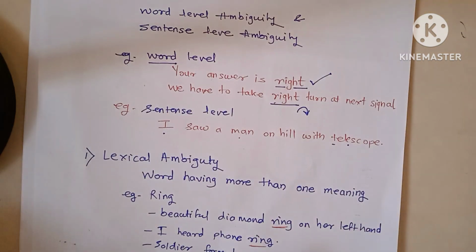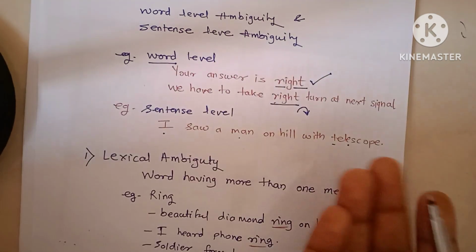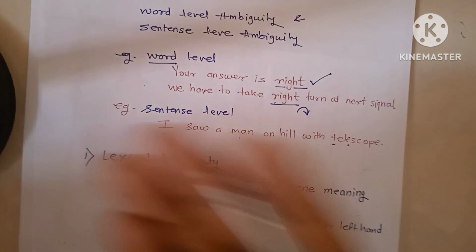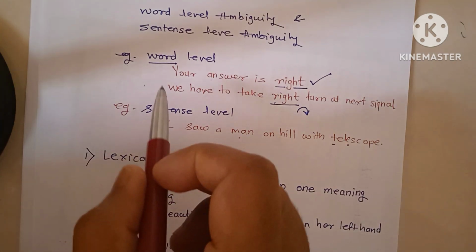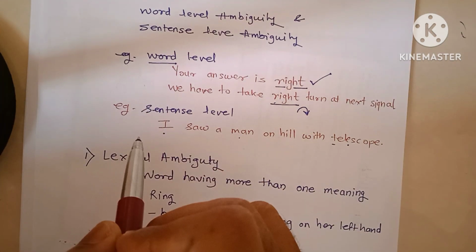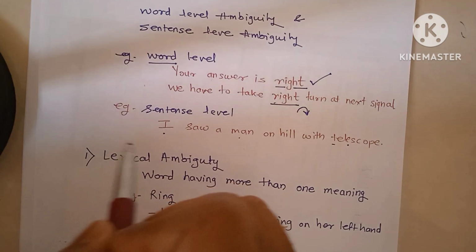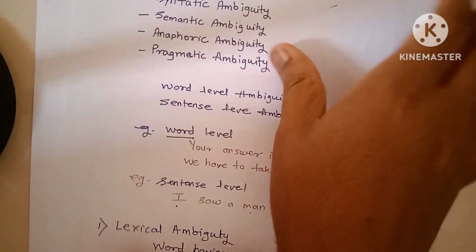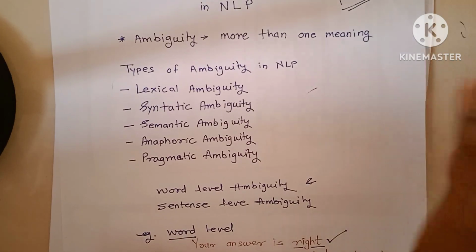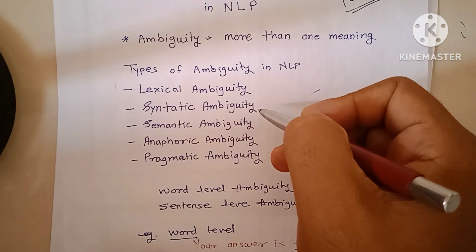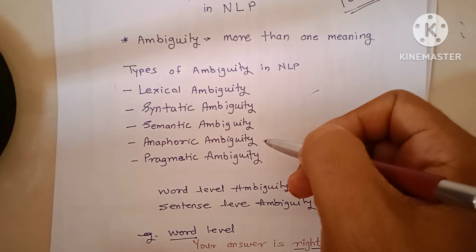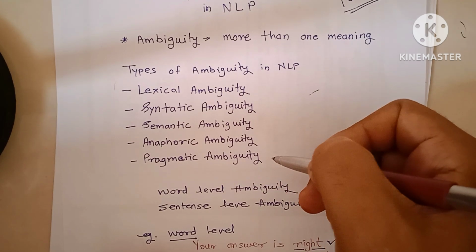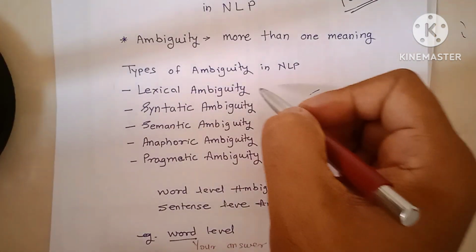Okay, so this particular sentence has more than one meaning, and we cannot apply the key on which with the telescope, with whom the telescope is there. So two levels of ambiguity are present, that is word level and sentence level, and on that basis only these types are described, which I'm showing over here. First is lexical ambiguity, second is syntactic ambiguity, third is semantic ambiguity, fourth is anaphoric ambiguity, and fifth is pragmatic ambiguity.